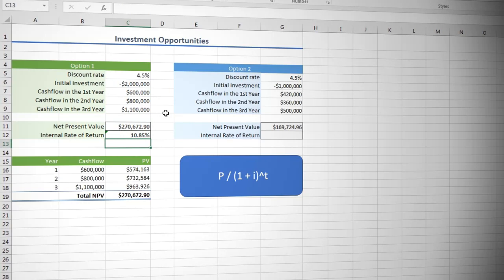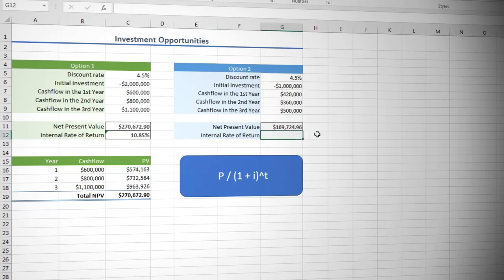Now, what we've actually calculated here, this IRR, is the rate at which our present value will return 0. This means that another investment opportunity that has the same cost of capital would have to get a rate of over 10.85% to be an improvement on this option. Let's have a look at our option 2.